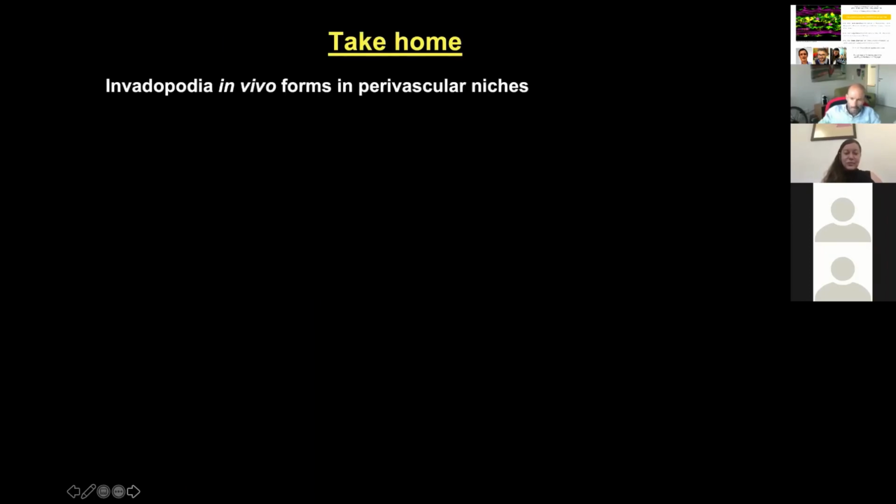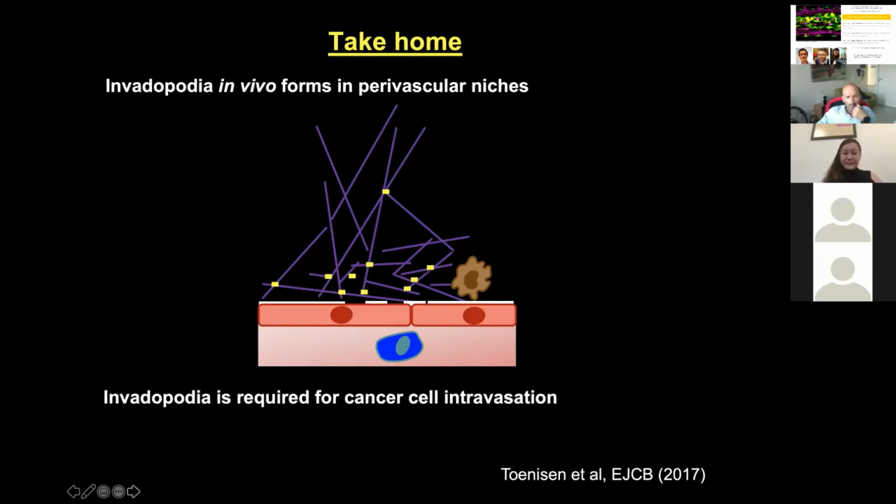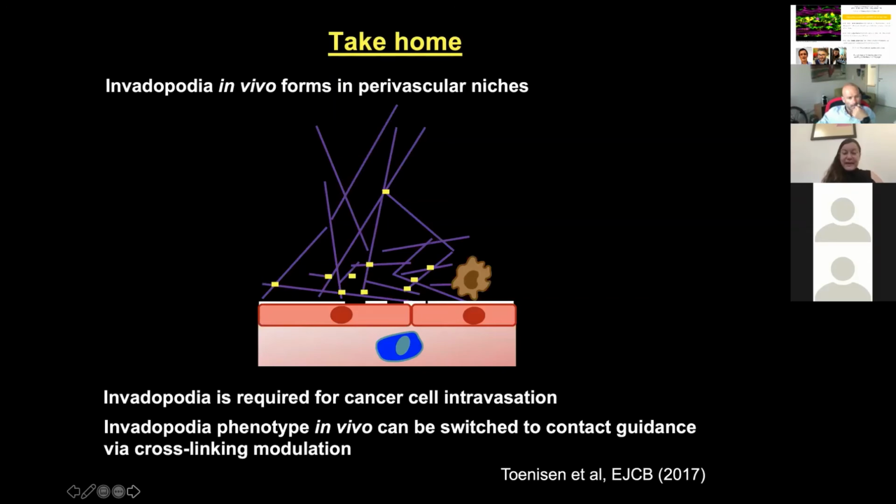And the take-home is invadopodia in vivo forms in perivascular niches when the tumor cell glides over collagen fibers and enters the perivascular niche where the cross-linking is really high. It's going to start forming invadopodia in order to make the pores bigger and enter the blood vessel. And then it can switch back. Invadopodia is required for cancer cell intravasation, and its phenotype can be switched to contact guidance by cross-linking modulation.